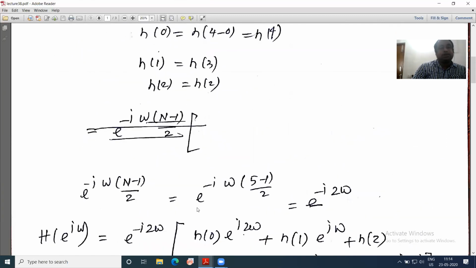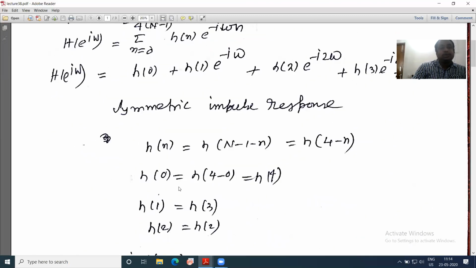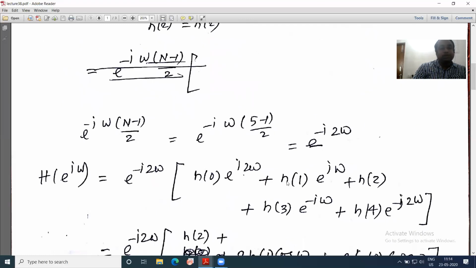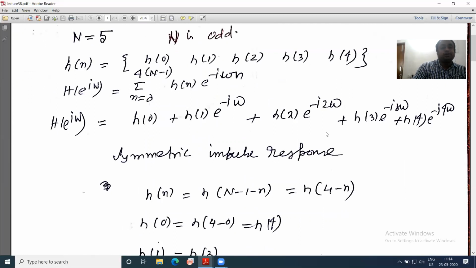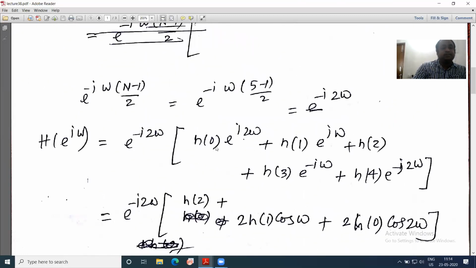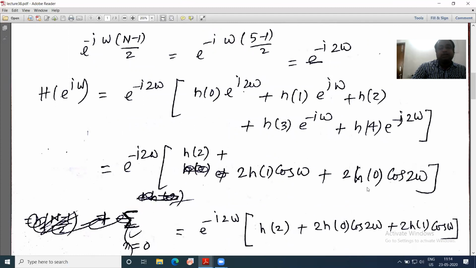Then I can write what? h0 into e power j2 omega, h1 into e power j omega, h2. I will get this expression if I take e power minus j2 omega common. Then this is equal to h2 plus 2 h1 cos omega plus 2 h0 cos 2 omega. Right? What is the amplitude of this? The amplitude is this thing: h2 plus 2 h1 cos omega.